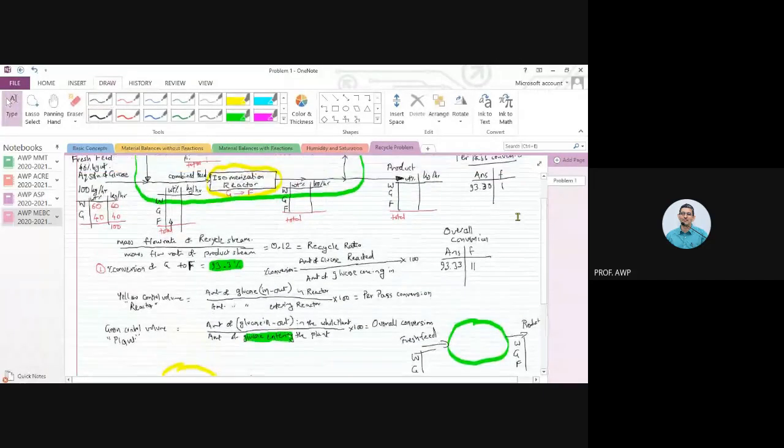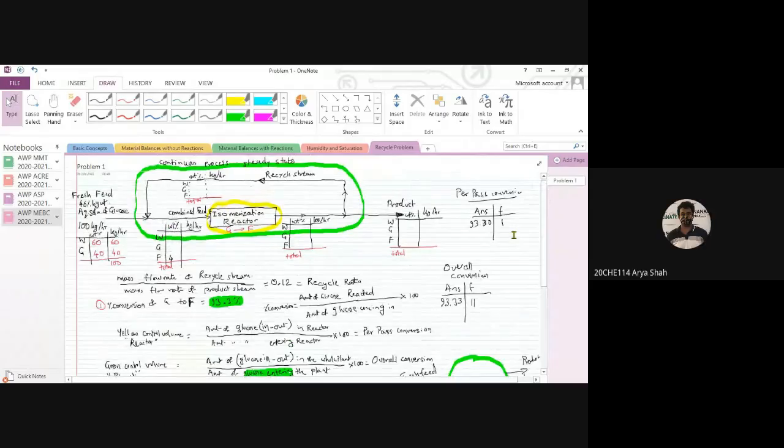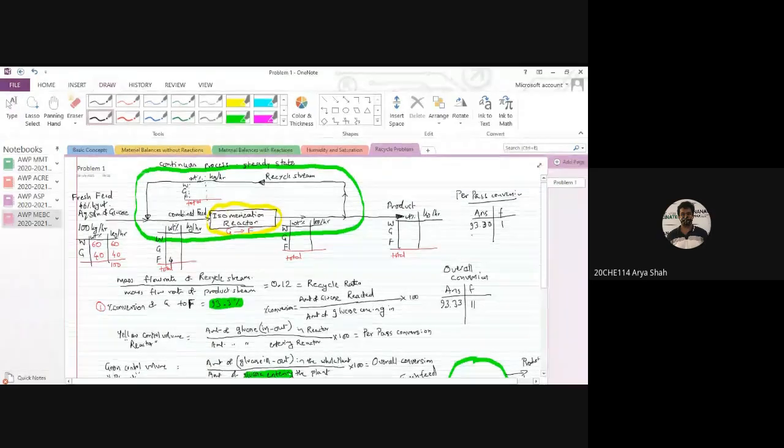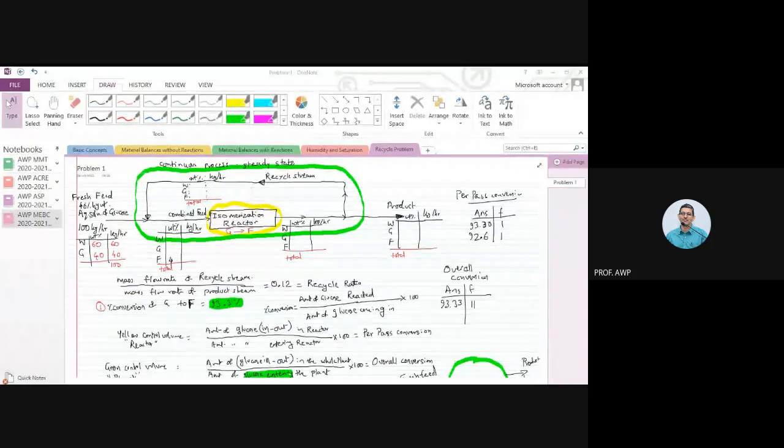So Ari, what is your per pass conversion? It's 92.58 something. Okay, let's round off to 92.6. So Praveen, check your per pass conversion. There's some problem in your material balance.